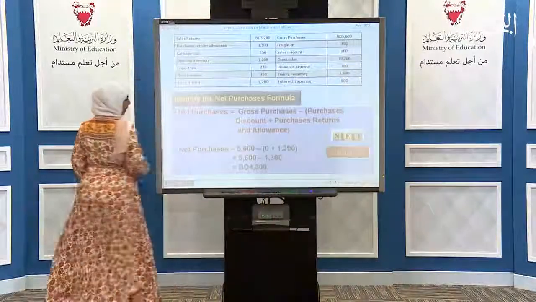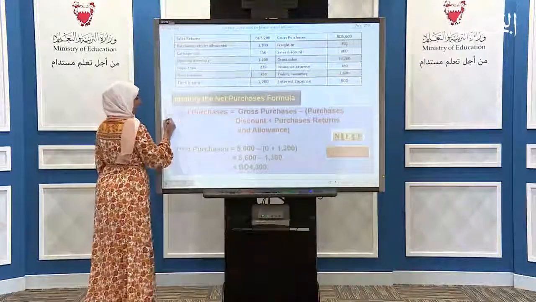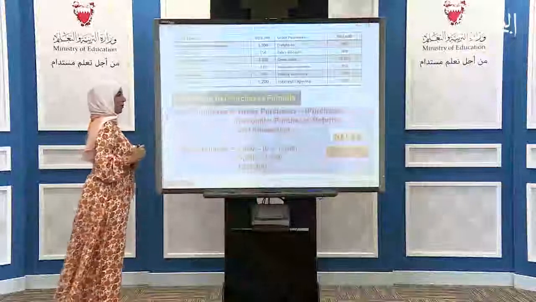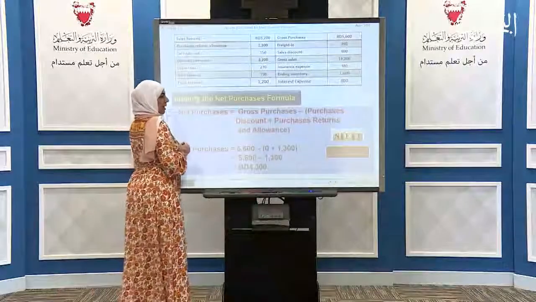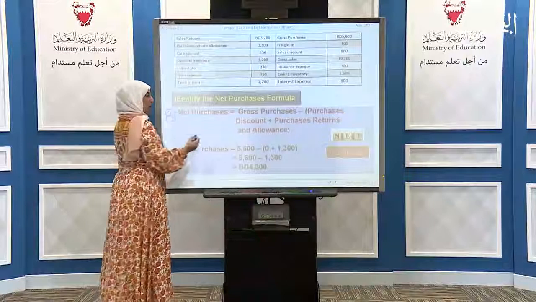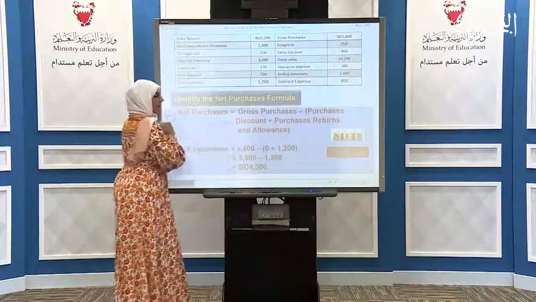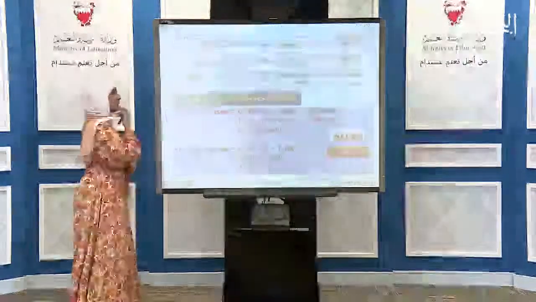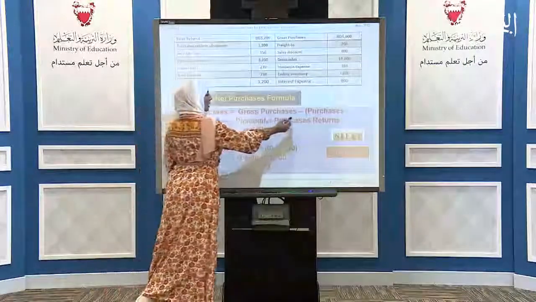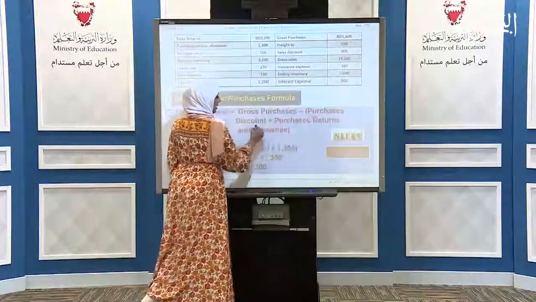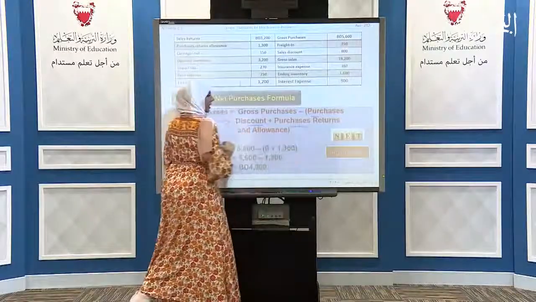Then we will shift to the second required. Our second required is to find the net purchase. How can we get the net purchase? We get it by using this formula. Our formula is the gross purchase, and we will subtract the purchase discount plus the purchase return and allowance.